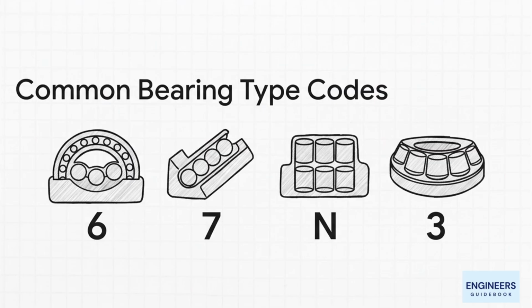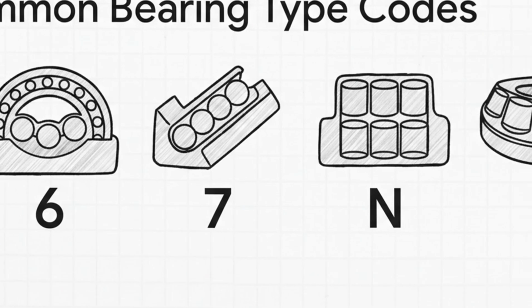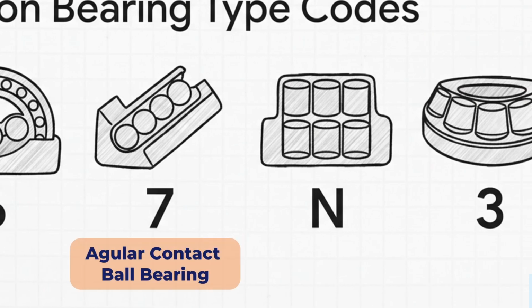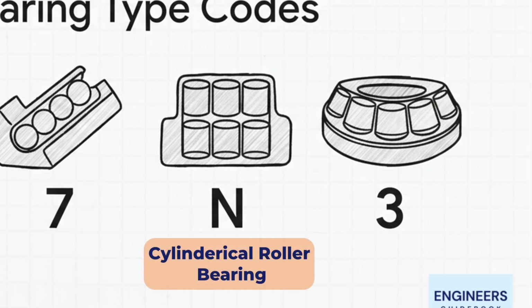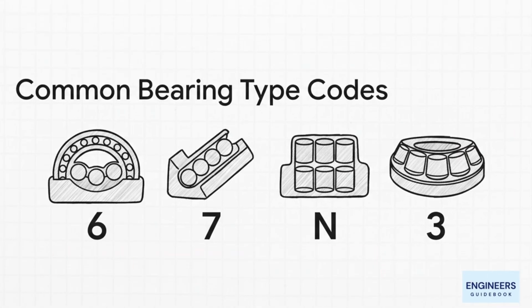So that first digit is your first clue. As you can see here, a 6 immediately tells you it's the most common type of bearing on the planet, a single row deep groove ball bearing. If you see a 7, you're looking at an angular contact bearing. An N points to a cylindrical roller bearing, which is great for high radial loads, and so on. Just getting these few codes down gets you most of the way there.